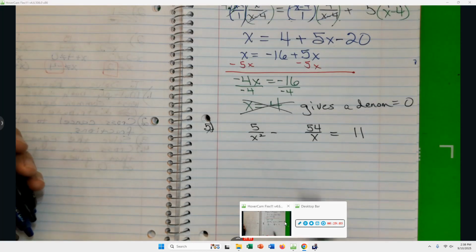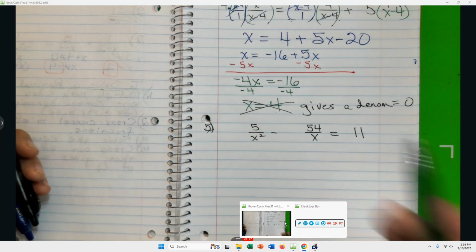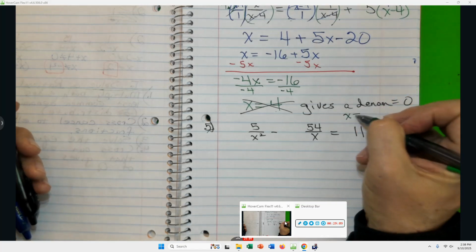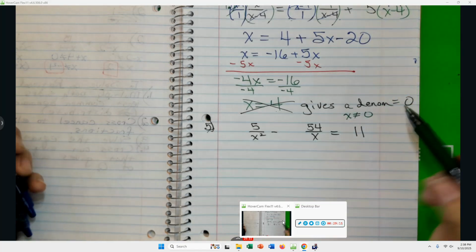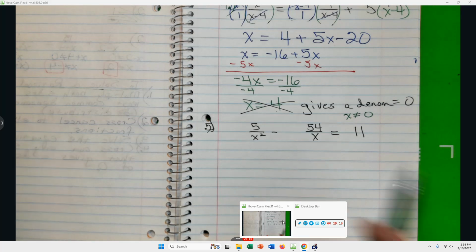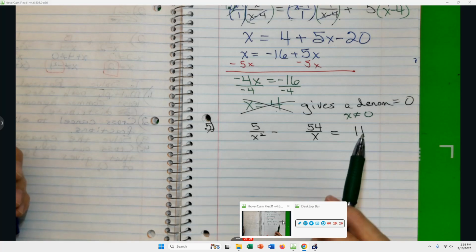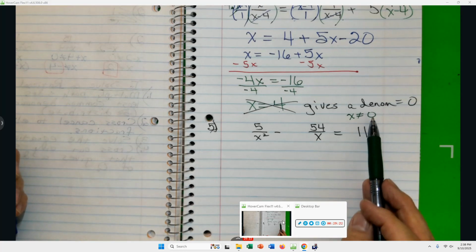I'm going to make a little note right here somewhere. Once we're through solving this equation, if we get x equals 0, we're going to have to cross it out. But 0 is the only number that we can't use. If we solve this equation and we get 50 million, that's fine. If we get pi, that's fine. We just can't use the solution of 0.